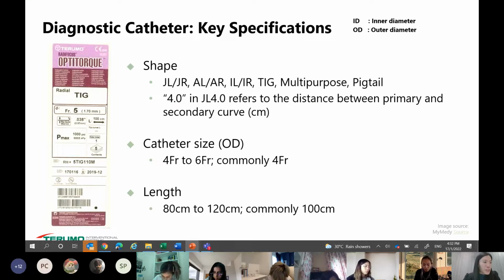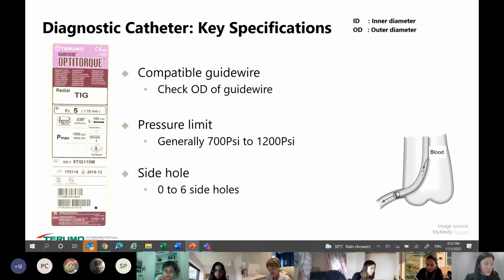So for key specifications of the diagnostic catheter, basically its shape and its catheter size. Usually we use 4 French for diagnostic, and length, which is about 100 cm. We also need to know the compatible guide wire, which you'll definitely see on the label. You need to check the OD.